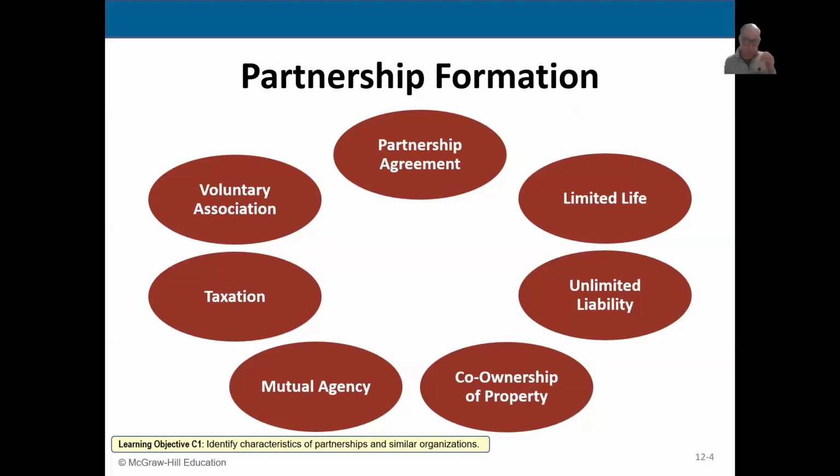Along with that partnership formation, we also talk about things like limited life. How long is this partnership going to last? Liability, who's responsible for what when stuff hits the fan? Who owns the property? What's going on with the mutual agency? Are we going to have some proxy voters, etc.? What about taxation? Who's responsible for paying the taxes? And of course, any type of voluntary association between the partners.